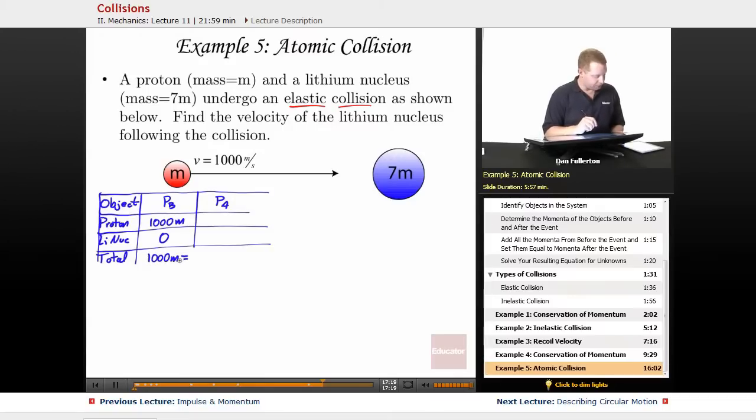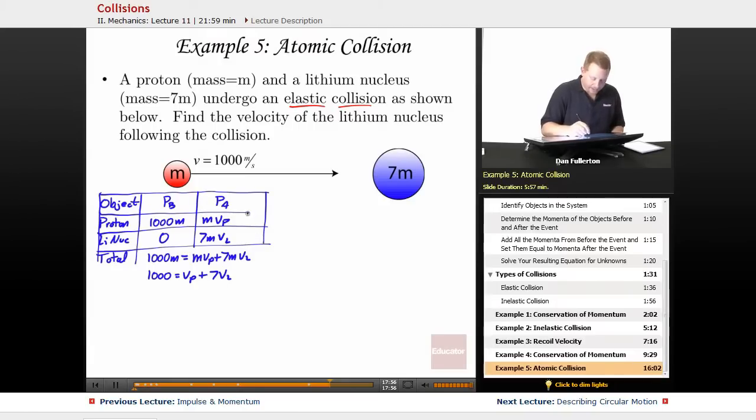Now after the collision, the momentum after, well, the mass of the proton doesn't change, but it has some velocity, Vp, the velocity of our proton. The lithium nucleus has some mass 7m times the velocity of L, the velocity of our lithium nucleus. So 1,000 m is going to be equal to m Vp plus 7m Vl. And I can right away divide the mass out of all of that to say that 1,000 equals Vp plus 7 Vl. There's one equation.